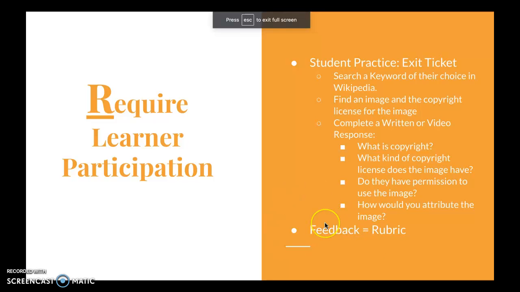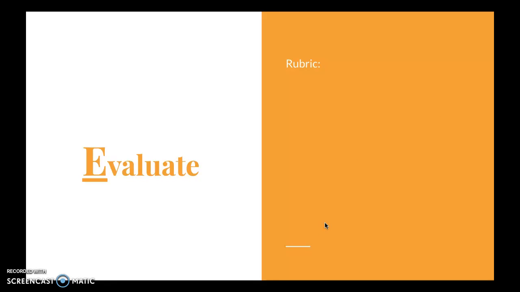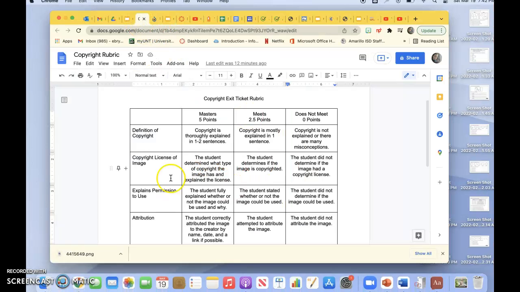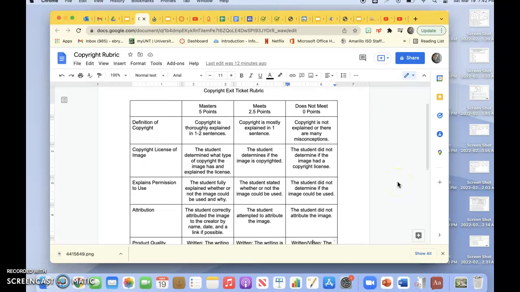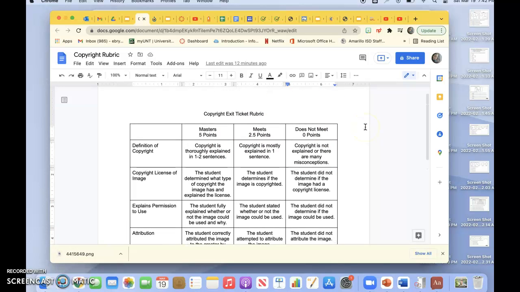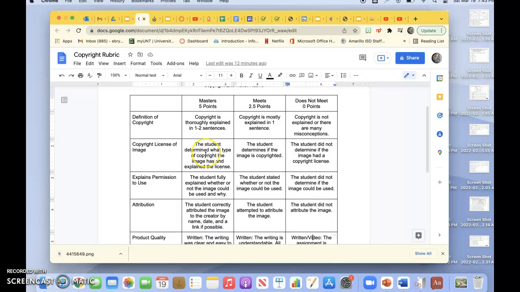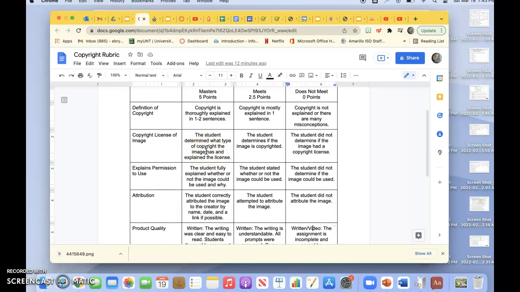And then the feedback the students would get will be through the rubric that I will go over in the evaluation point. So I have my rubric right here. So I broke it up into masters, meets, and does not meet are the 3 levels. First is the definition of copyright. Are they able to thoroughly explain copyright? They can give me 1 sentence on it, or can they not explain it at all? Were they able to identify the copyright license of the image and explain what that license means? Were they just able to identify if the image is copyrighted, or were they not able to figure that out at all?